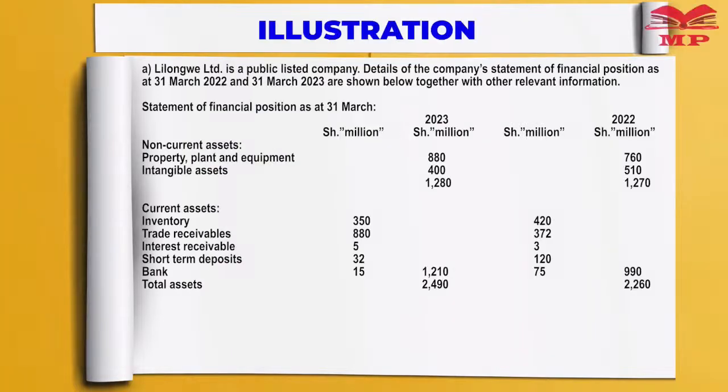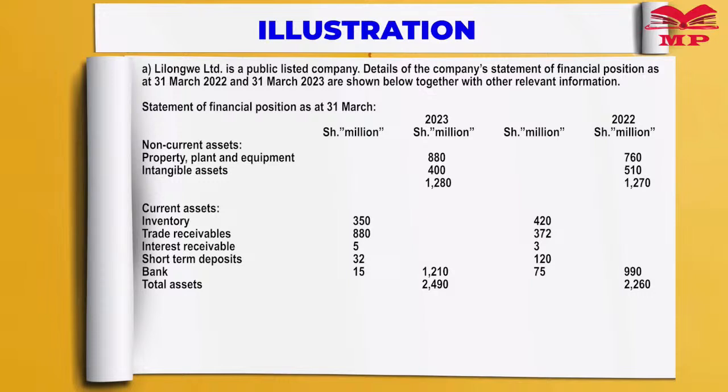So in this session, I want us to look at an illustration question on preparation or presentation of a statement of cash flows. I want us to go through that particular question, and then we see what was required. So the question reads, Lilongwe Limited is a public listed company. Details of the company's statement of financial position as at 31st of March 2022 and 31st of March 2023 are shown below, together with other relevant information. So we have the statement of financial position as at 31st of March 2023 and 31st of March 2022.